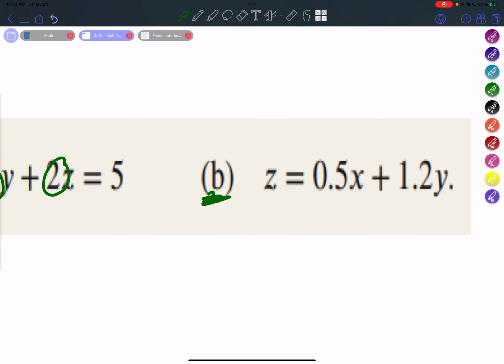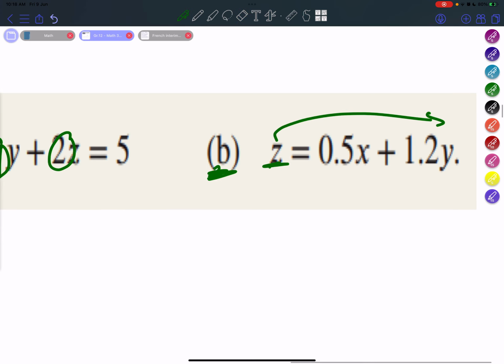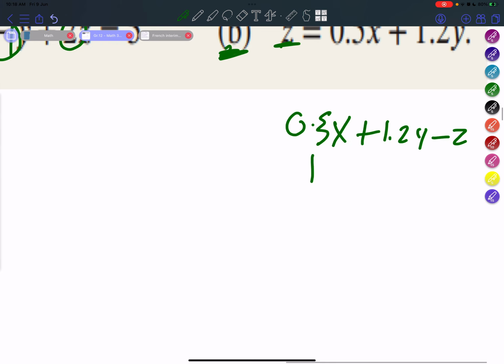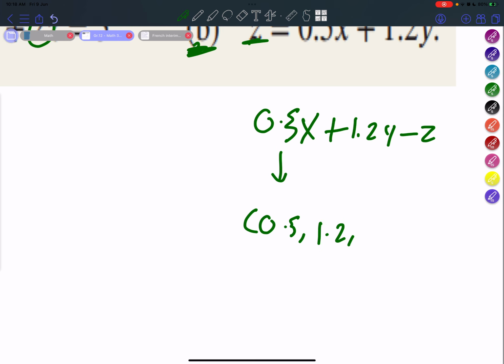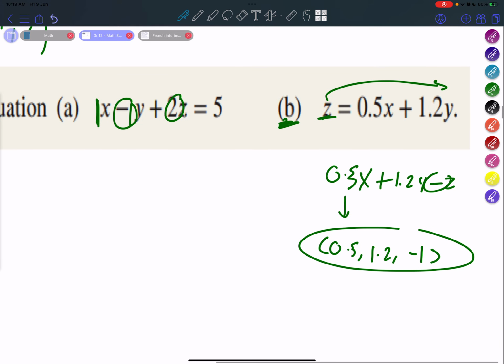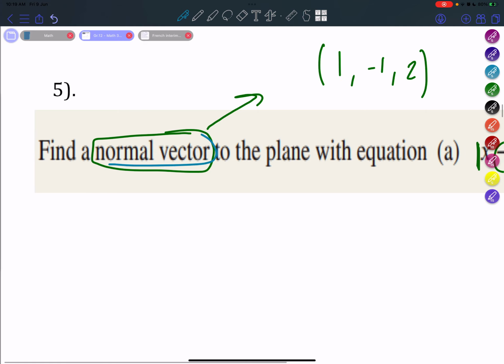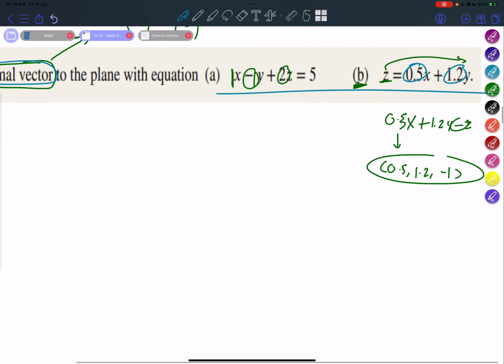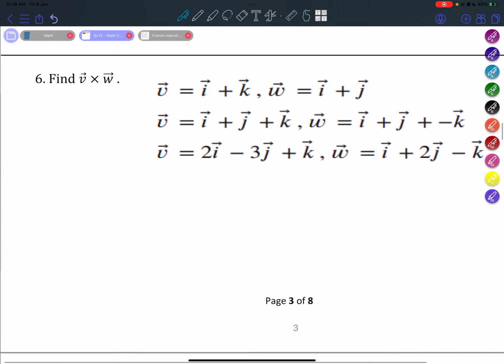The trick in the next question, B, is we will put z to the other side. We can put x and y to the other side, it doesn't matter, but it will be easier if we transfer z from the left side to the right side. So we will get 0.5x plus 1.2y minus z. So the coefficient of x is 0.5, the coefficient of y is 1.2, and the coefficient of z is negative 1. And that's how we get it. It's very simple, we just take the coefficients. Once you see the name normal vector, you always take the coefficient of each variable in the vector given. Moving on to question number 6.